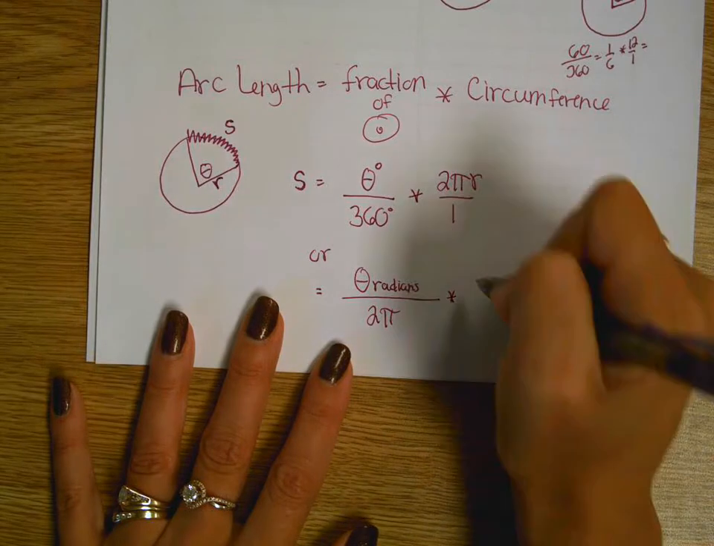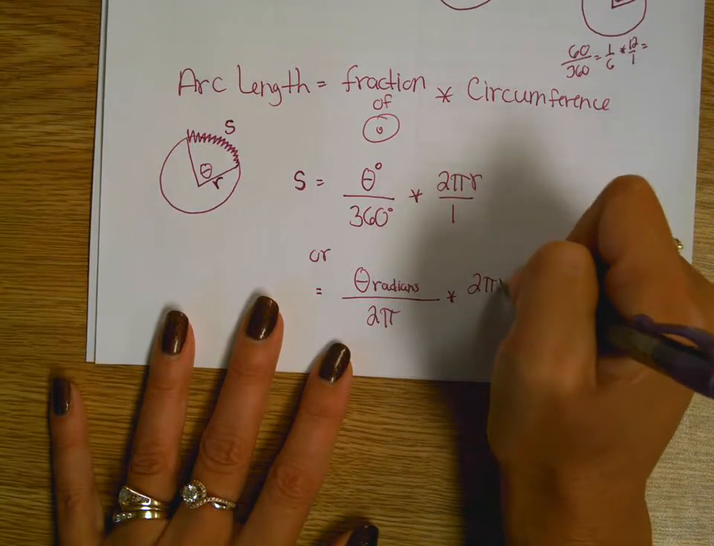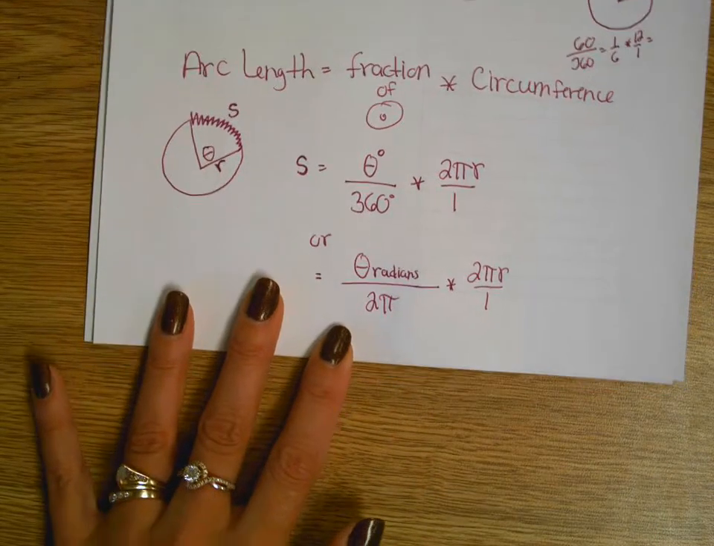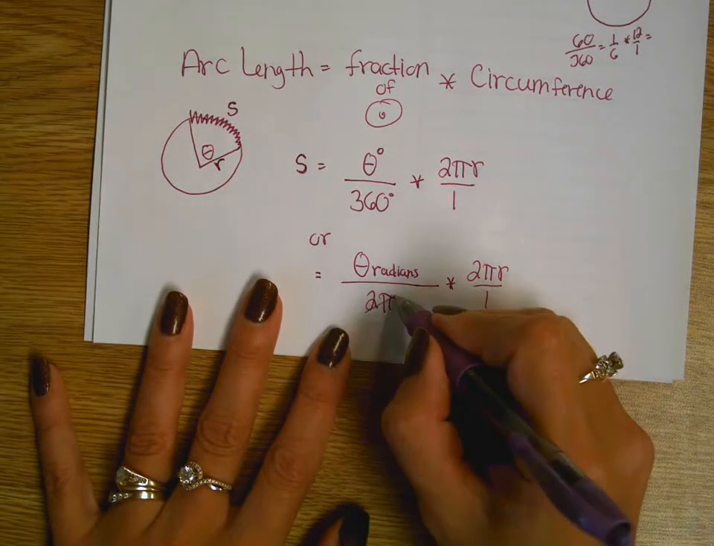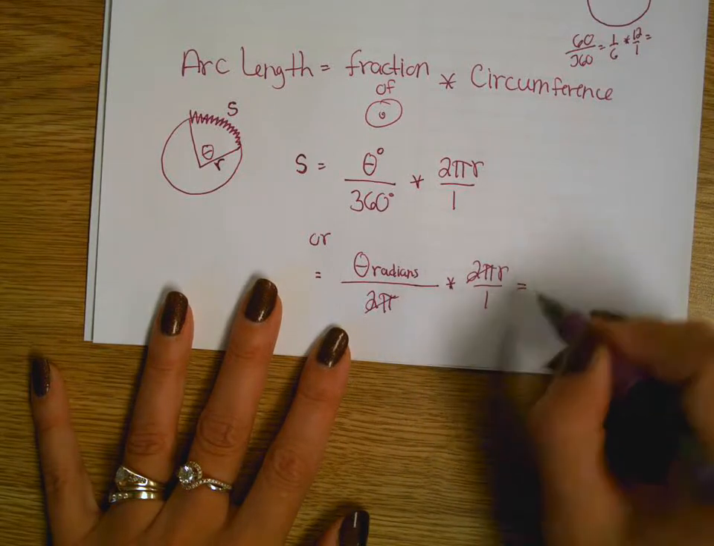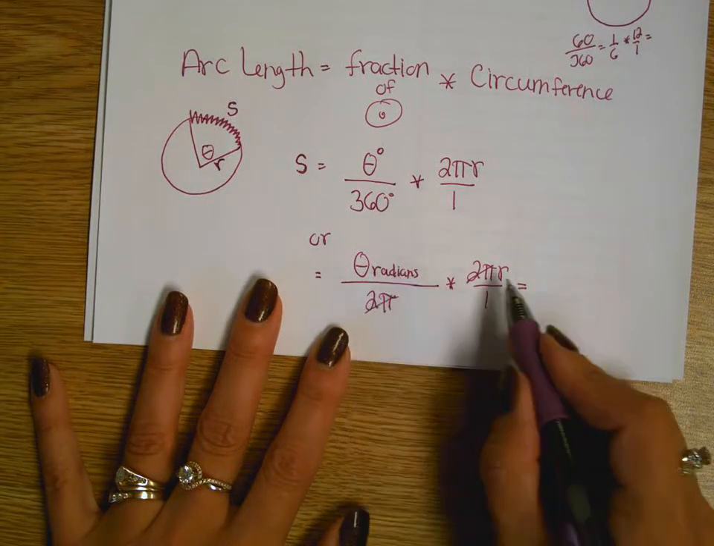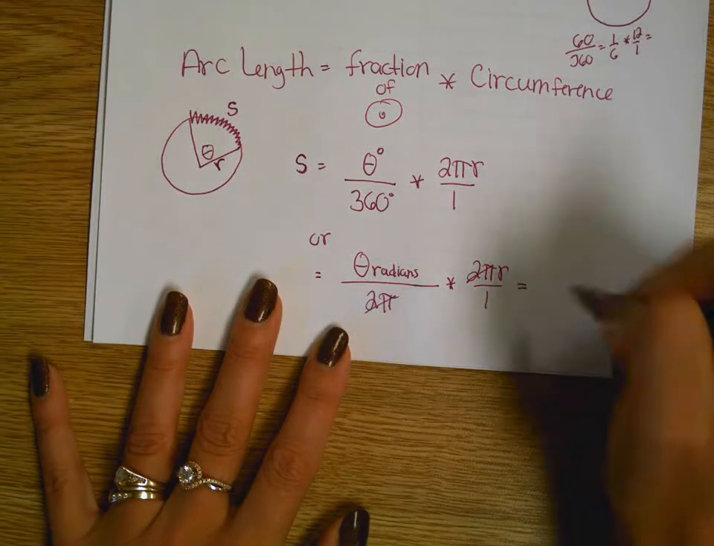When I multiply by the circumference, 2 pi r, what happens? The 2 pi's cancel out. The formula gets a little easier. So the formula simplifies down to theta r, radius times radians.